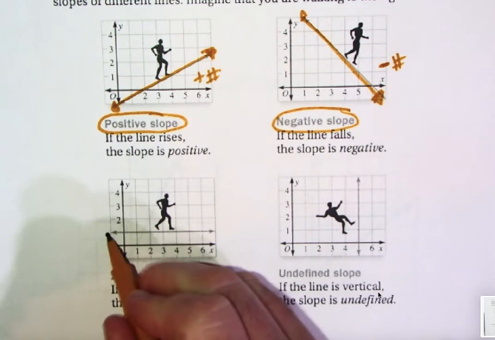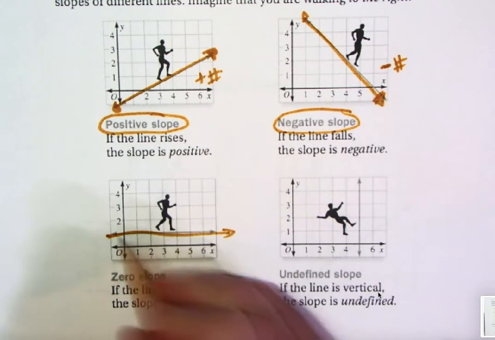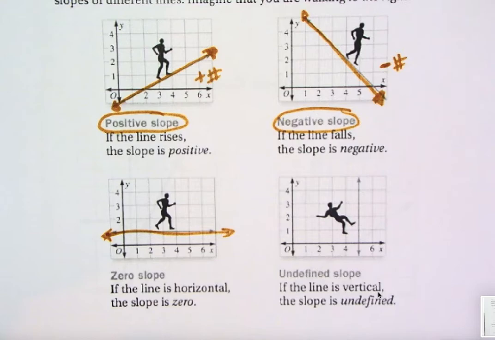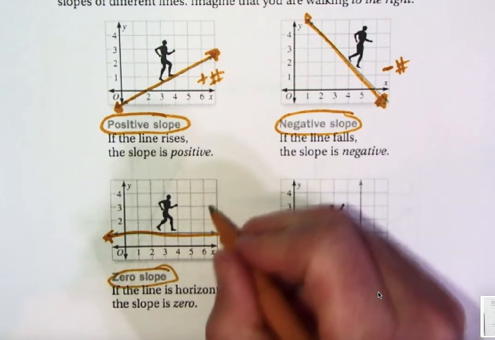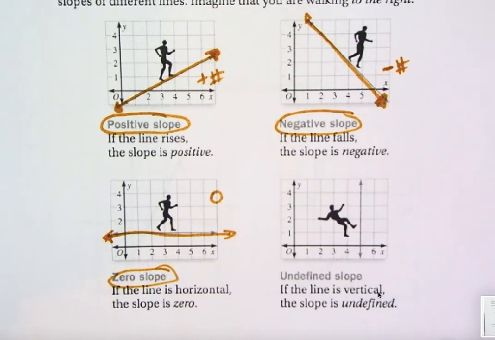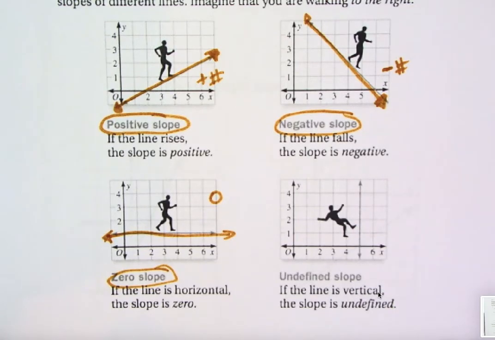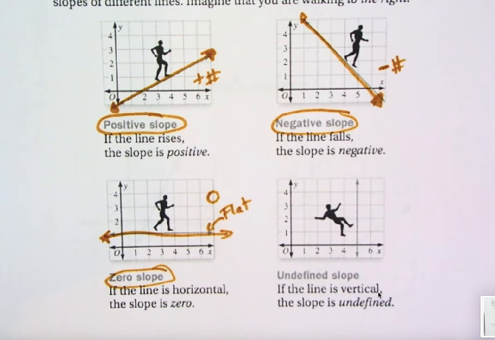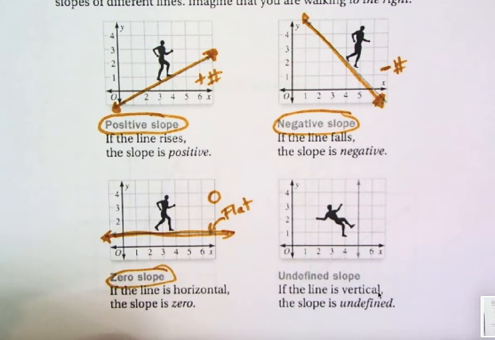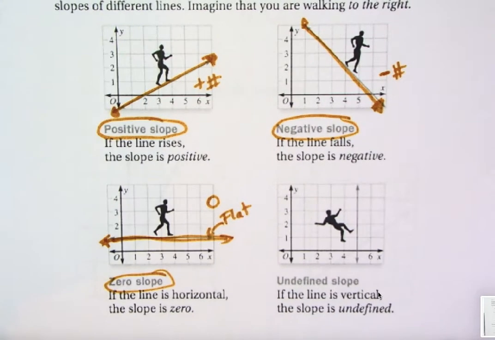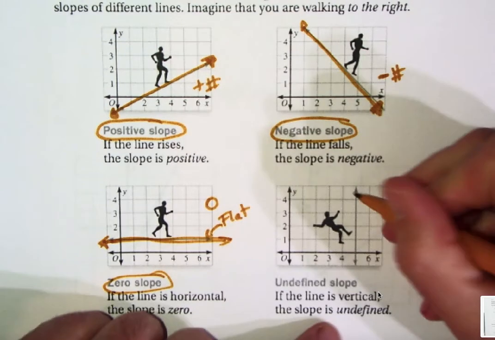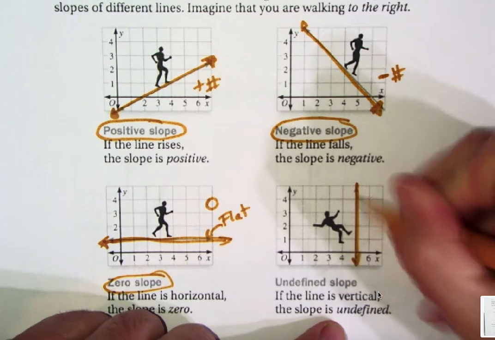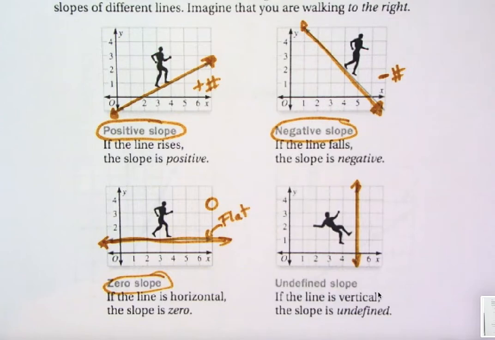The 2 other types: any line that's horizontal has 0 slope. It doesn't have steepness. It is completely flat. It has no steepness, so we say 0. And then there are vertical lines. I love that they added a guy falling down, right? What the heck?